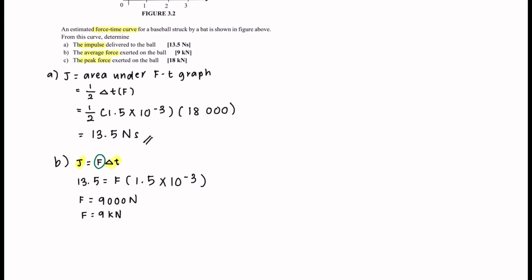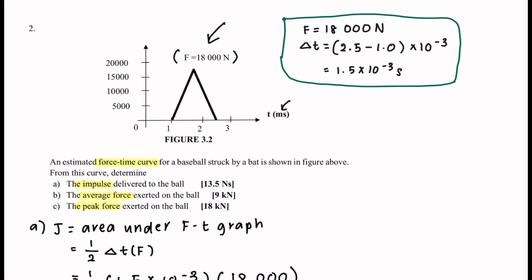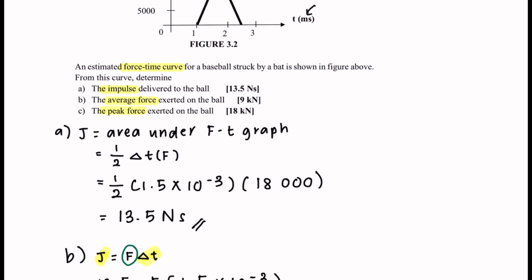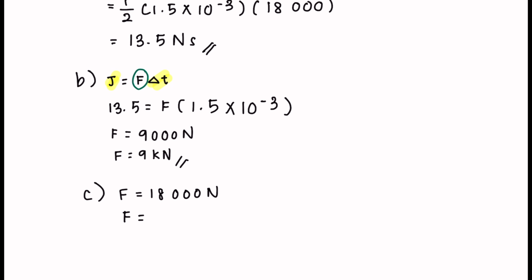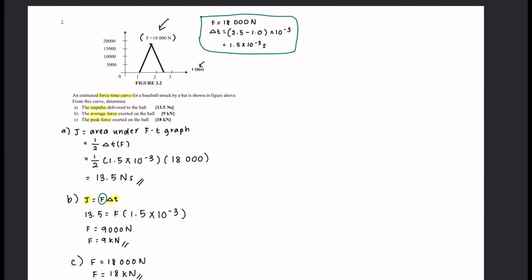Continue with C. The peak force. Okay, so for this question, the answer is this one. This is the peak force. So peak force is 18,000 Newton, but the SI unit is kilonewton, right? So F is equal to 18,000 divided by 1000, which is 18 kilonewton. This is the answer.